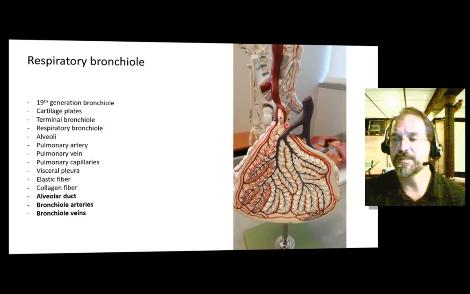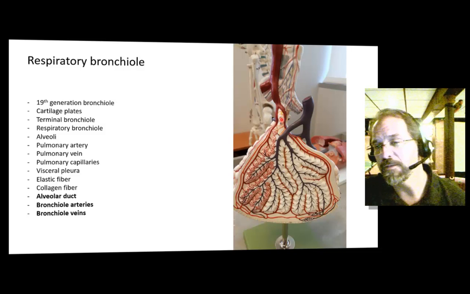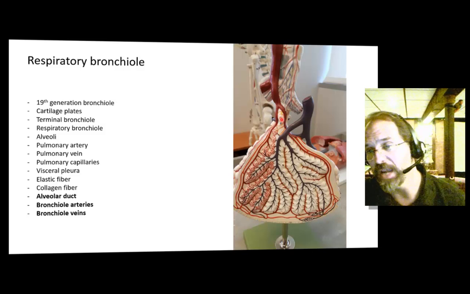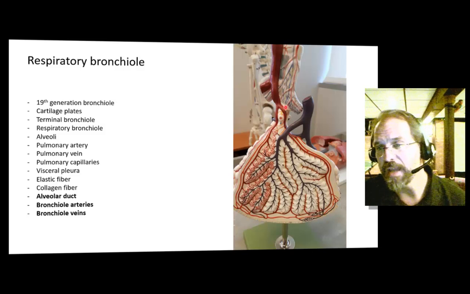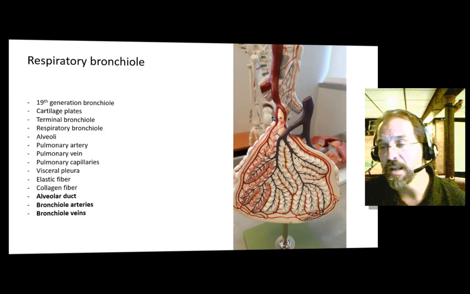Physiologically speaking, this is an important demarcation because the respiratory bronchioles with the alveoli that are attached to them, that's the beginning of what we call the respiratory zone of the lungs. That's where we can start to have gas exchange occur. Prior to that, with the terminal bronchioles and everything proximal to that, that would all be the conducting zone and essentially makes up the anatomical dead space of the lung, where it's full of air, but there can be no gas exchange occurring.